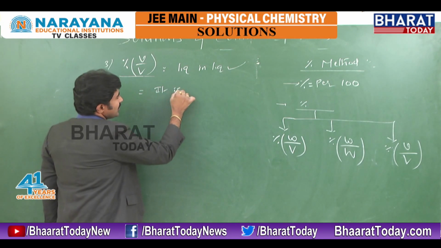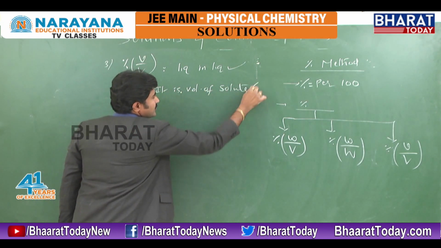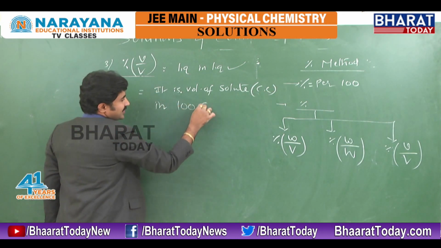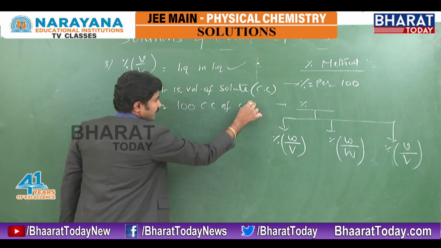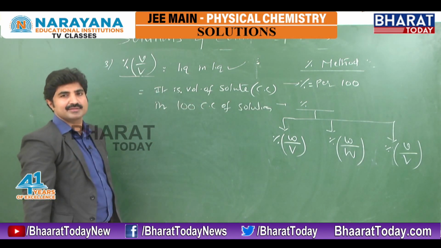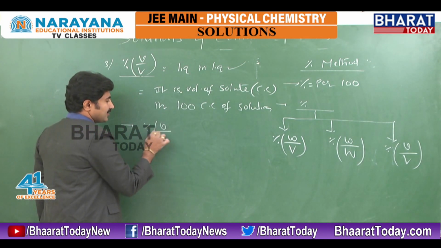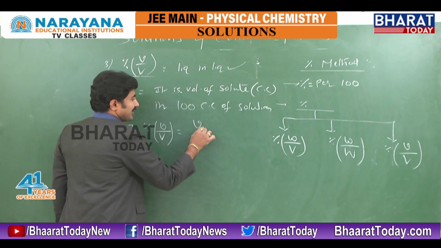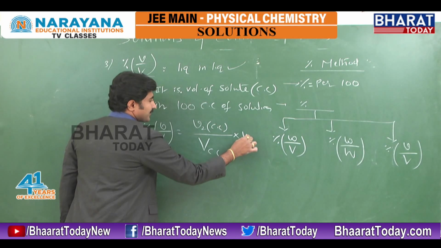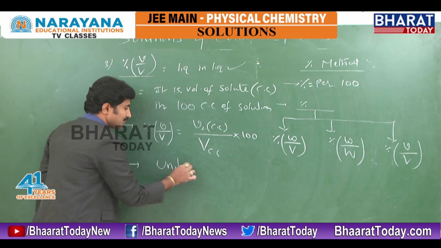What is this? It is the volume of solute in cc present in 100 cc of the solution. Mathematically, percentage volume by volume is equal to V2 in cc by capital V in cc into 100. Here also it is a volume ratio, and there are no units.